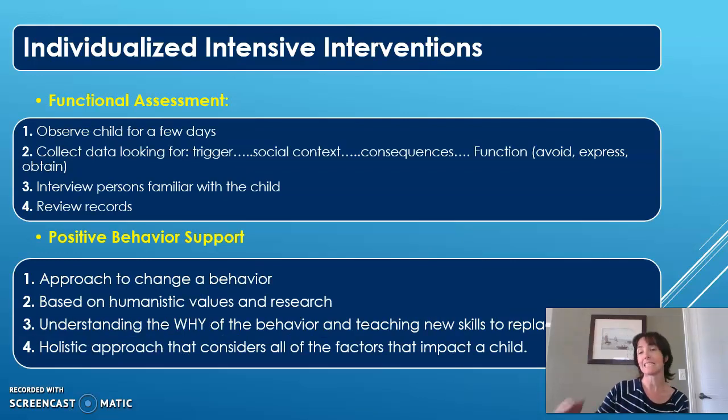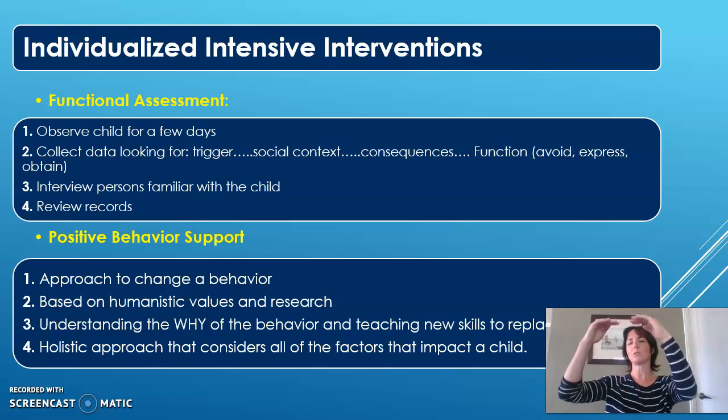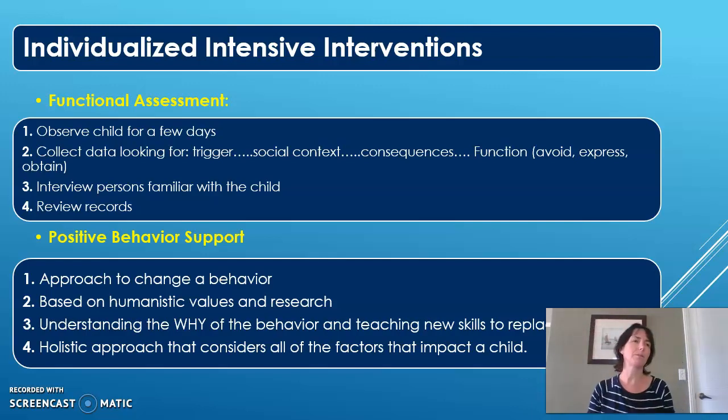Then the next level, when you're moving in that pyramid, remember we had connections, environments, and teaching strategies for social emotional. Now we're moving to the very last piece of that pyramid. In this case, it would be an individualized intensive intervention. This is very different from any other program that I've seen, but it's really focusing on that 1 or 2 children that really drive us crazy.